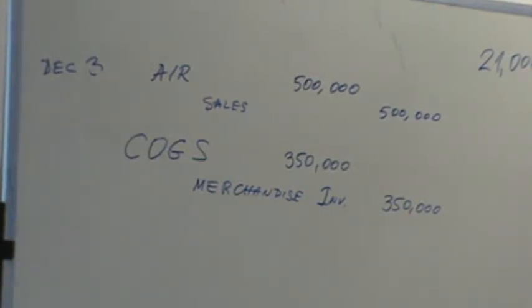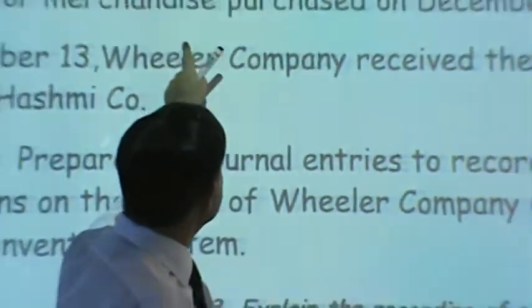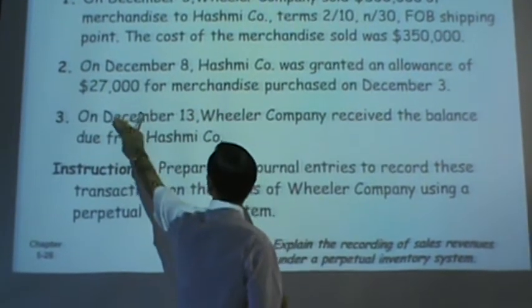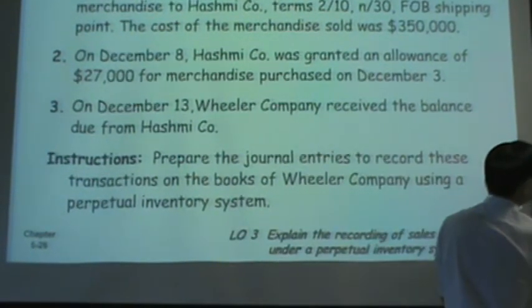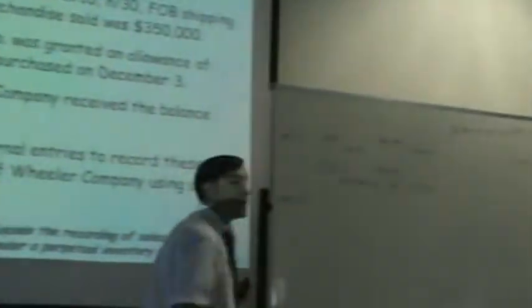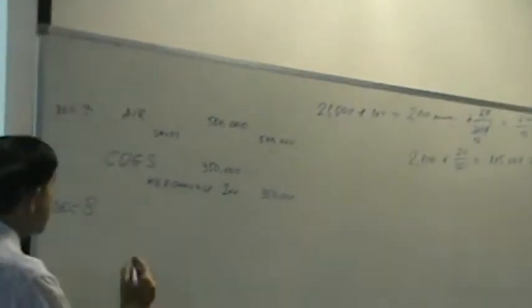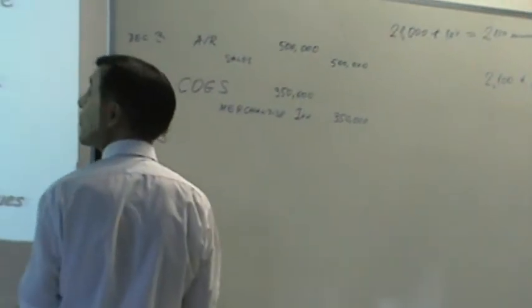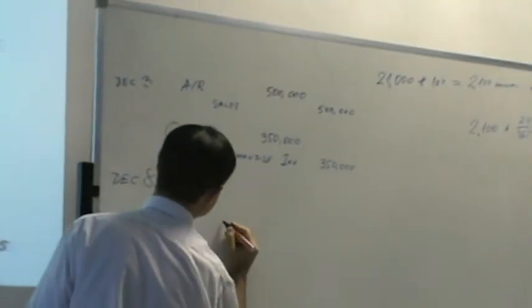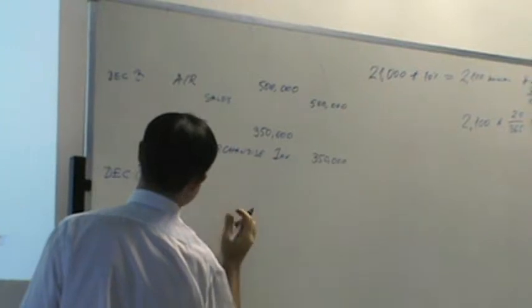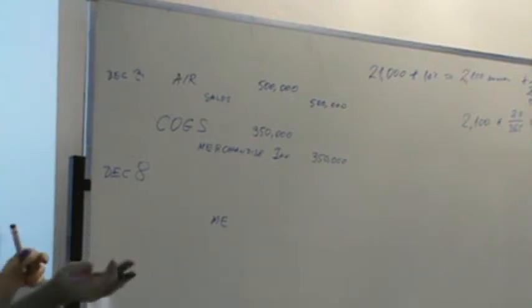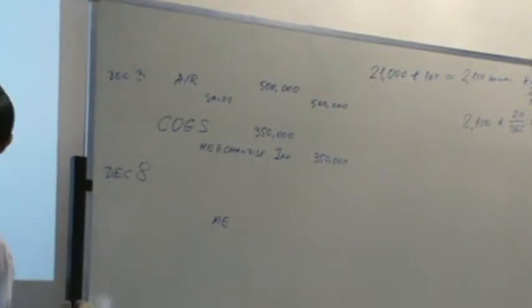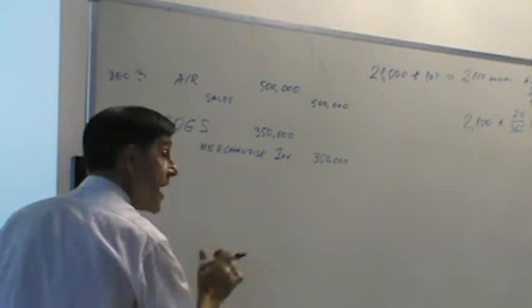Now we go through the next one, December 8th. On December 8th, the company was granted an allowance of 27 for merchandise purchase. So for allowance, let me see what was for allowance. We're going to credit merchandise inventory. Oh, no, you give them allowance. So it's going to be sales, purchases, and allowance.